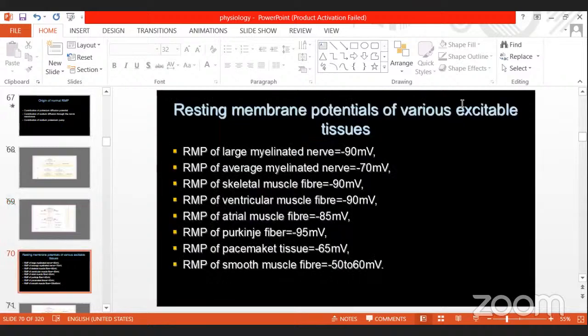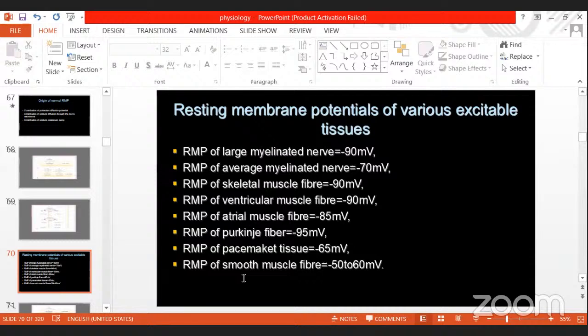So the resting membrane potentials of different excitable tissues: myelinated nerve is minus 90 millivolt, average myelinated nerve is minus 70 millivolt. For a skeletal muscle, it is again minus 90 millivolt, and for ventricular muscle fiber, it is minus 90 millivolt. For atrial muscle fiber, it is minus 85 millivolt. And Purkinje fibers, it is minus 95 millivolt, and pacemaker tissues, it is minus 65 millivolt.